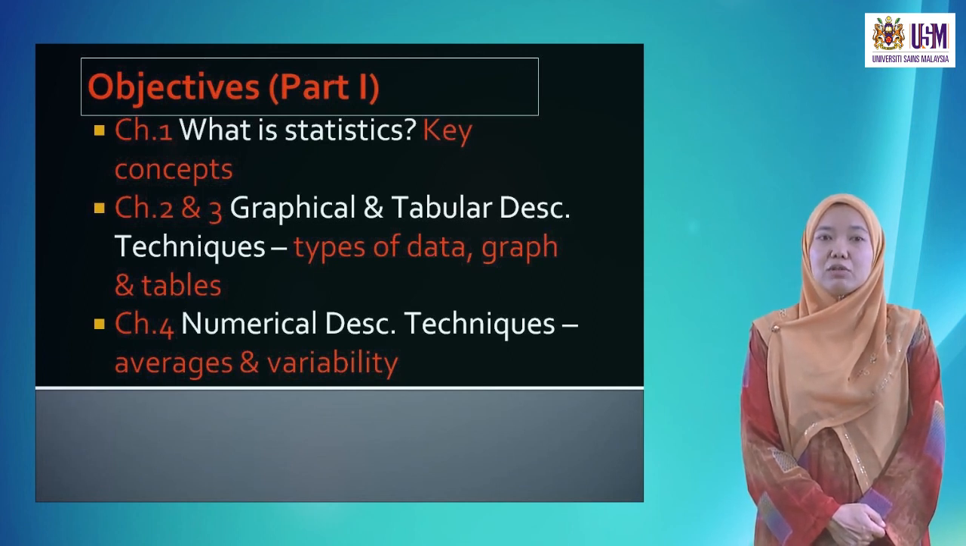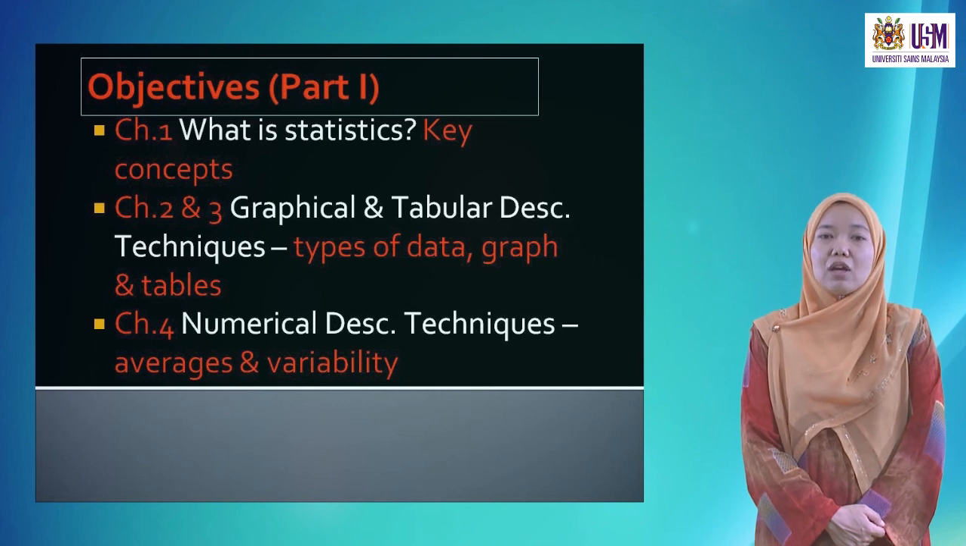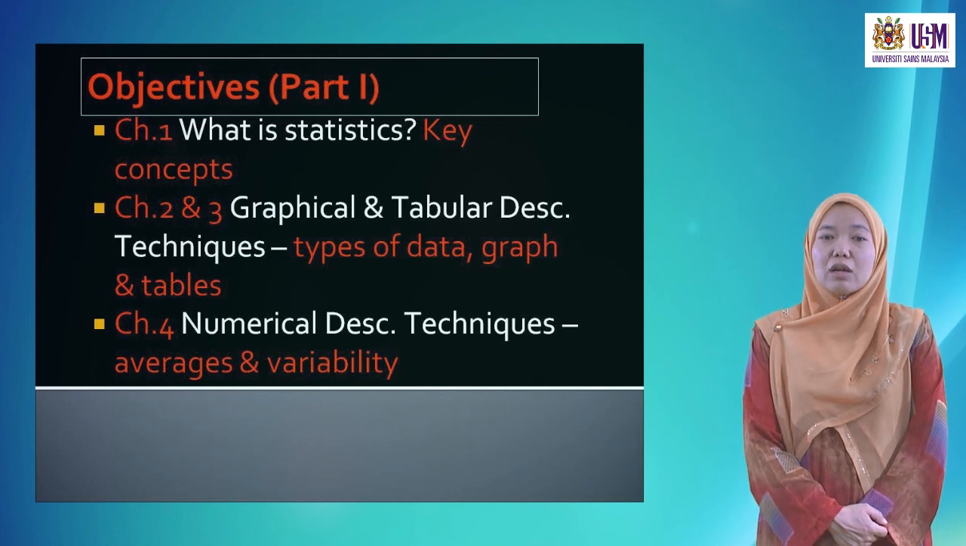The objective of the session for today: we'll be covering the first part of Quantitative Economics. We'll be looking at chapter 1, what is statistics? Here is where I'll be covering the key concept on quantitative economics or statistics. Then we'll move on to chapters 2 and 3, looking at graphical and tabular descriptive techniques, where we discuss the different types of data, graphs, as well as tables. And then we'll also be looking at chapter 4 on numerical descriptive techniques, where we learn about averages and variability.